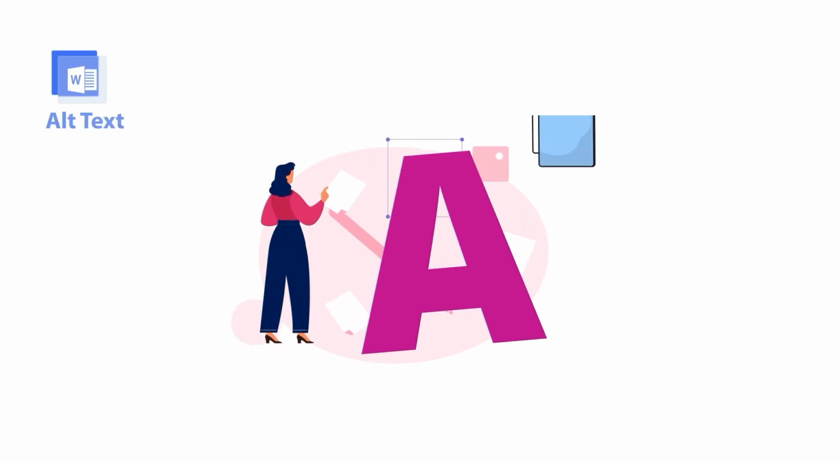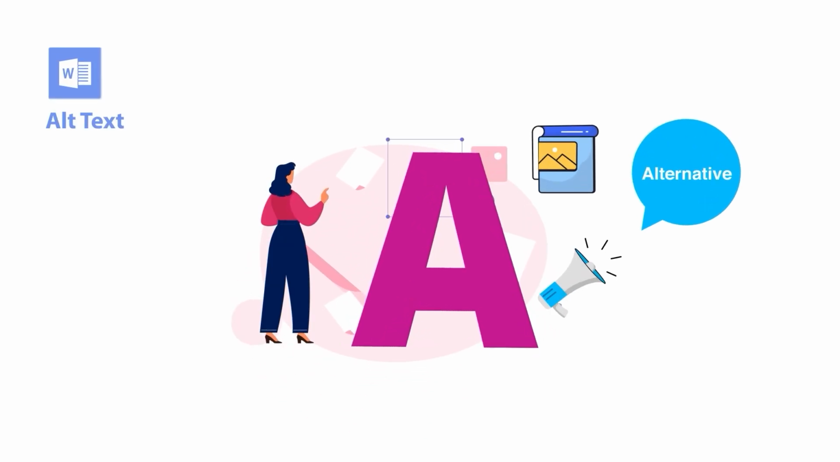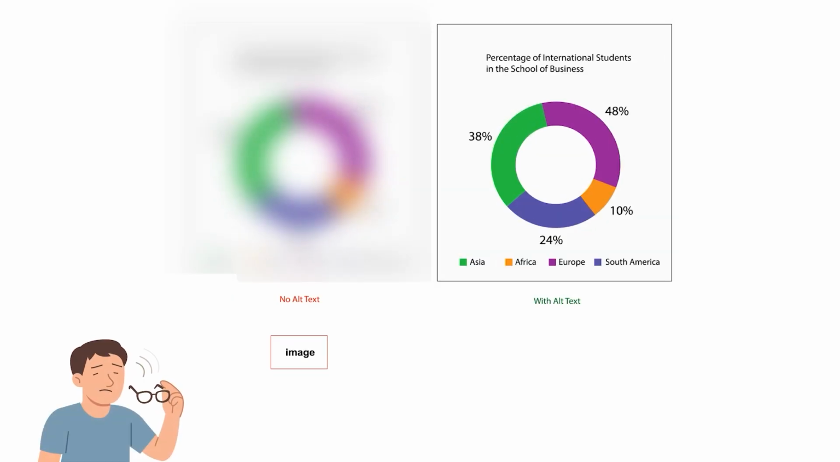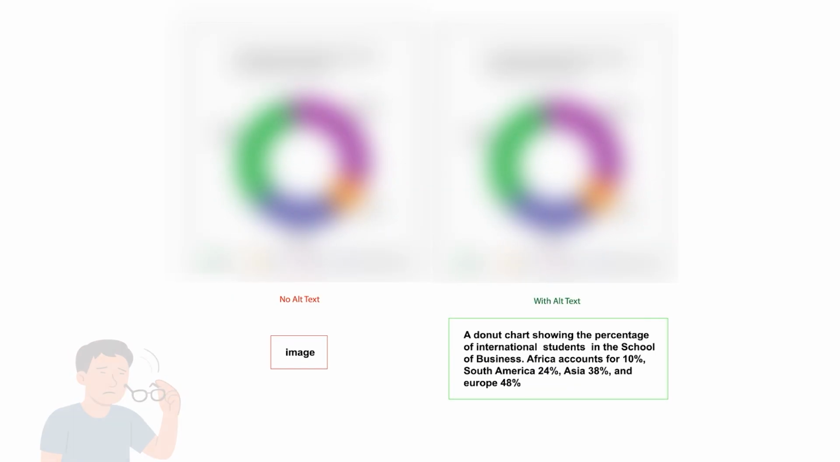Alt text or alternative text is a short description of an image that explains its content or purpose. Without alt text, screen readers will only say image, leaving visually impaired users without context. In this example, we have the same pie chart shown twice, one without alt text and one with alt text. A screen reader will read the first chart simply as image, while the second chart will read the descriptive text we entered.